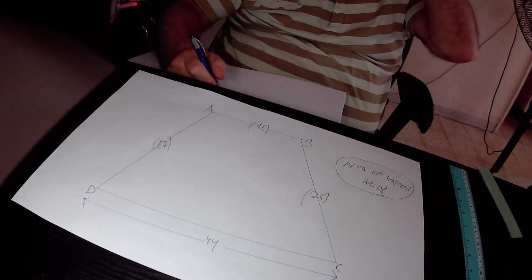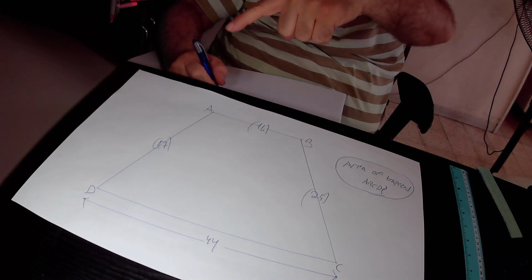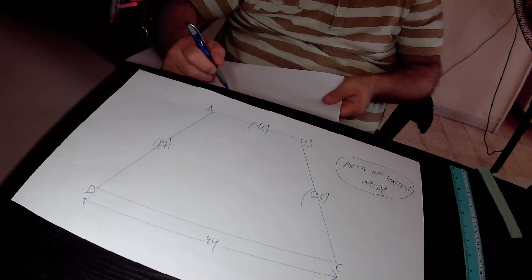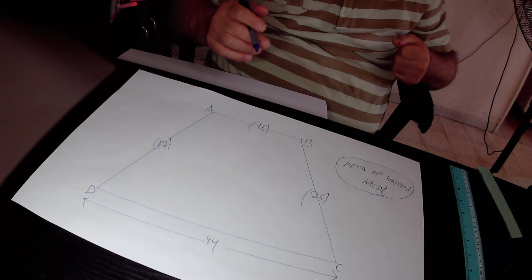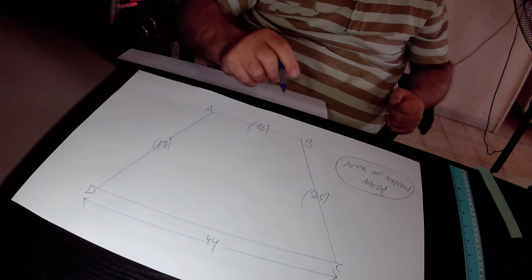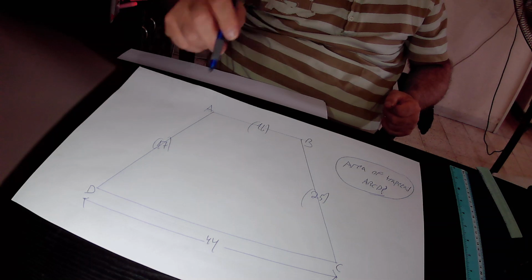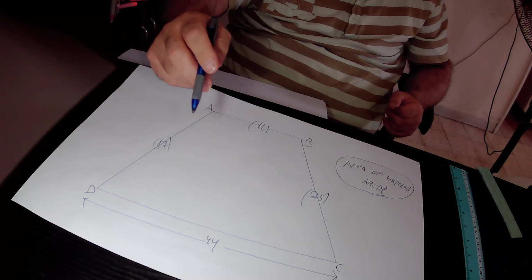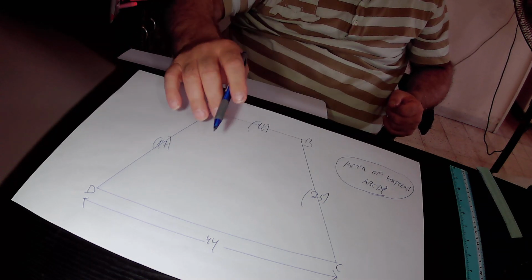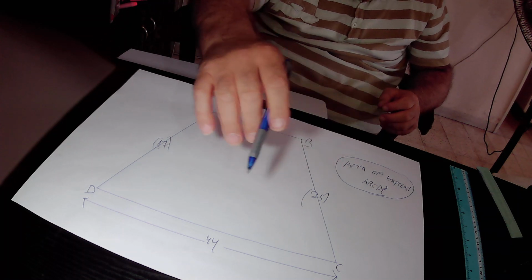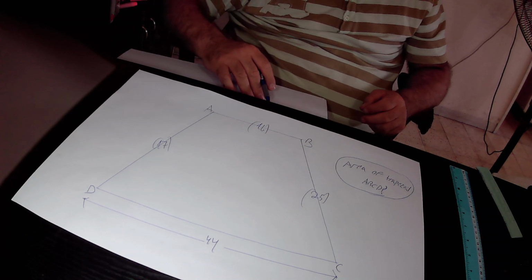In the second question, our mission is to find the area of this trapezoid ABCD. It is given in the question that side AB equals 16, side AD equals 17, side BC equals 25, and side DC of this trapezoid ABCD is equal to 44 units in length. Again, our mission is to find the area of this trapezoid ABCD.